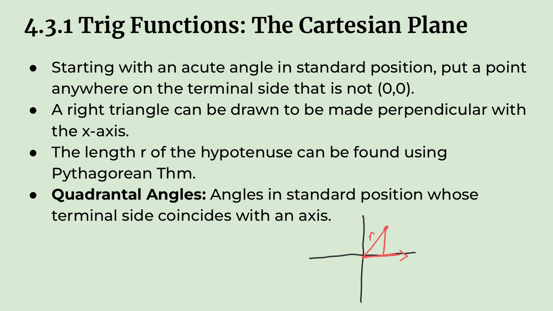We've got this definition of quadrantal angles, which means any angle in standard position whose terminal side coincides with an axis. So 90 degrees, 180 degrees, 270 degrees. Back to this point, it's x comma y. That means this side is x, this length is y. You can find r by using the Pythagorean theorem with that x and y.